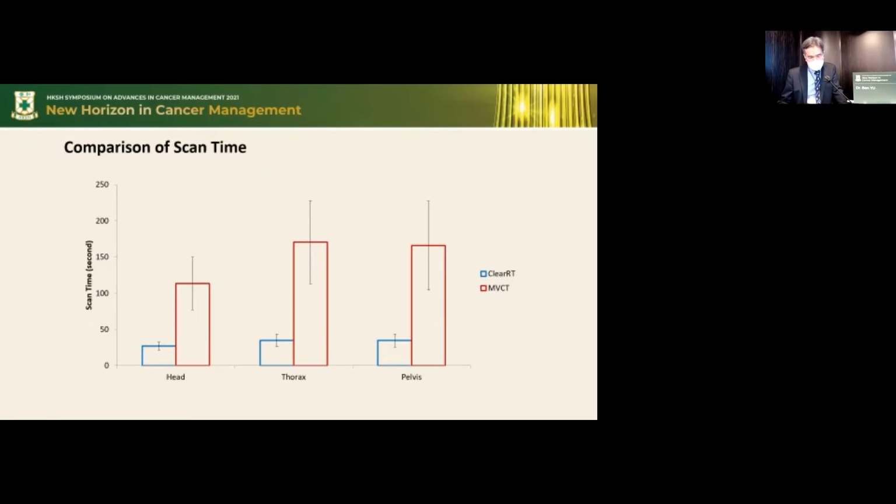How about the scan time? The scan time is definitely much shorter. As you can see, we are talking about tens of seconds instead of minutes in MVCT. This saving in the scan time, from my personal perspective, is the major advantage of ClearRT, because it will potentially improve the patient throughput and also increase the patient comfort. That makes a lot of difference when sometimes you need to repeat the scan, or you have a patient with multiple sites of tumor that requires a long scan length, then that helps a lot.